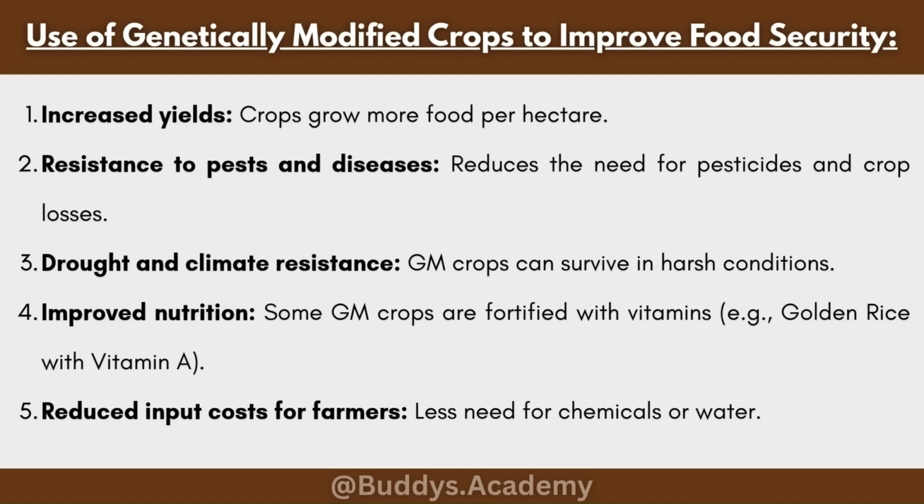So your genetically modified crops can help to improve food security in several ways. Firstly, you're going to have an increased yield. So crops are going to grow more food per hectare. These crops are going to have a greater resistance to pests and diseases, and that reduces the need for pesticides and crop losses. In terms of drought and climate resistance, your genetically modified crops can survive in harsh conditions, and obviously you can have improved nutrition. So some genetically modified crops are going to be fortified with vitamins, for example your golden rice with vitamin A. And again, one of the most important factors would be reduced input costs for farmers. So there's going to be less need for chemicals or water.